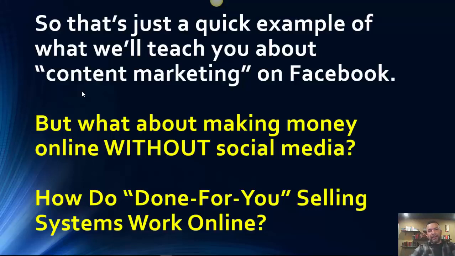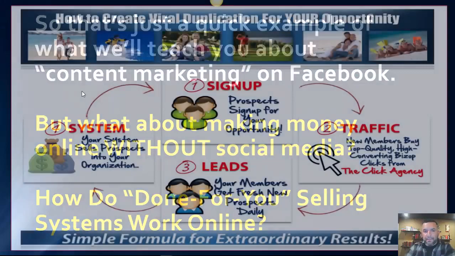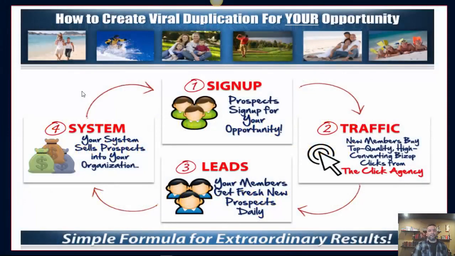Now, what about, I showed the Lead Lightning people this already. Let me go through this quickly. Without social media, do I have anything else online automated that can lead you to leads and sales? Yes, watch this. Read this. So this is how to create a viral duplication system for your opportunity. The idea is, number one, you get started and get your funnel. Number two, drive traffic to it. Number three, leads flow in. Your system can then present and close your sale. Then new people get signed up. You send those new people to this video.